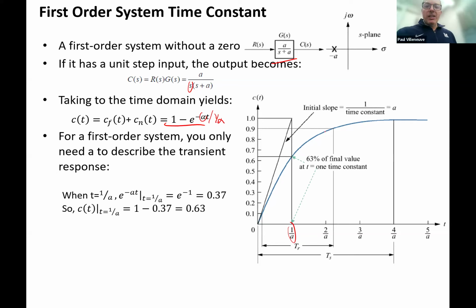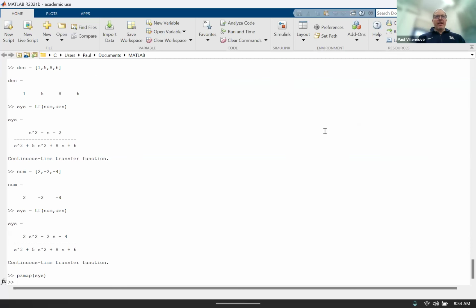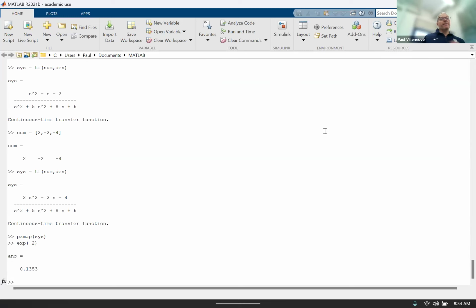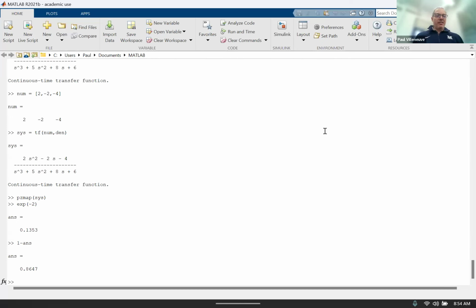So at 2 time constants, how do I evaluate that? It's exp of -2, isn't it? Because 2 time constants means t equals twice the value of our time constant. So 2 divided by 1, because the time that's 2 times the time constant is just e to the -2. And if I go 1 minus the answer, I'm at 86.5% of my final value.